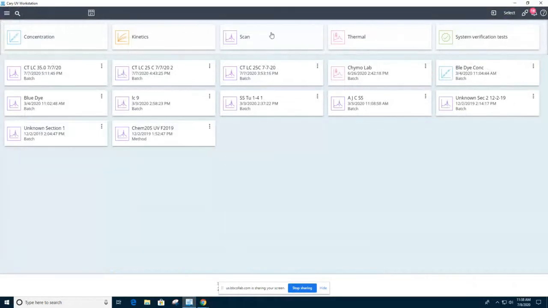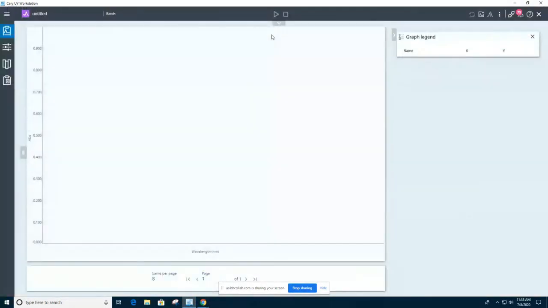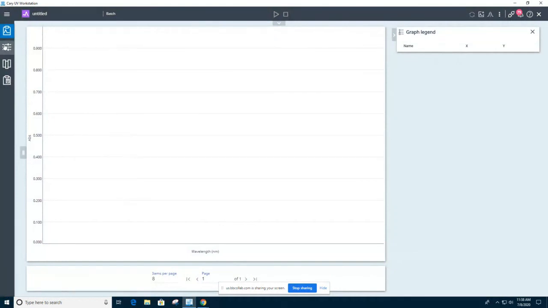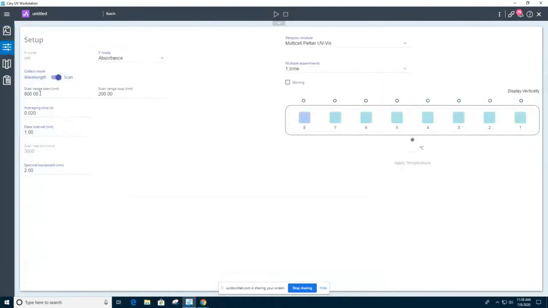Okay, so now we're in the program and we chose scan, and we're going to go into the method part of the program, and then we're going to put in the wavelength, and we want this to go from 750 nanometers to 300 nanometers.